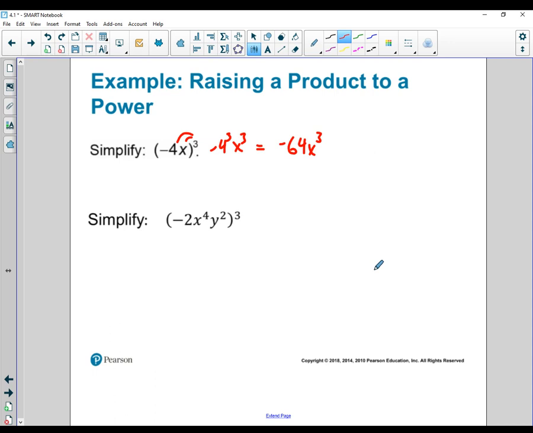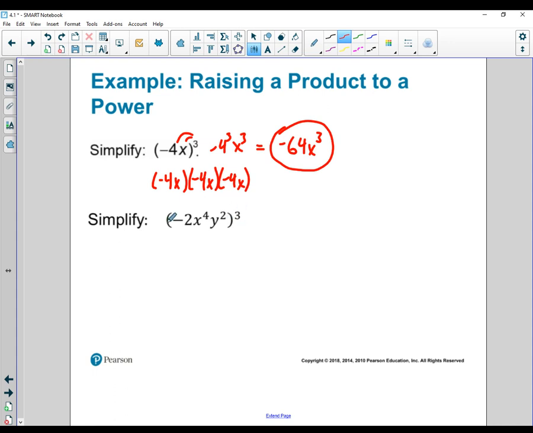If you're having trouble with whether the negative is included or not, this is where thinking about it logically can be helpful. Something to the third really means negative 4x times itself 3 times. So negative, negative, negative is going to be a negative in the end. 4 times 4 times 4 is 64, x times x times x is x cubed. But what I really did is I just distributed that cube into both.